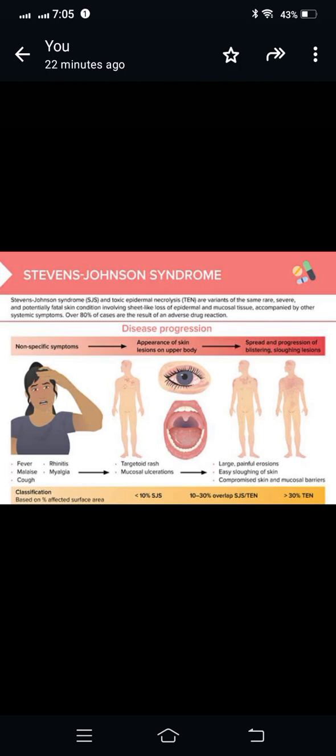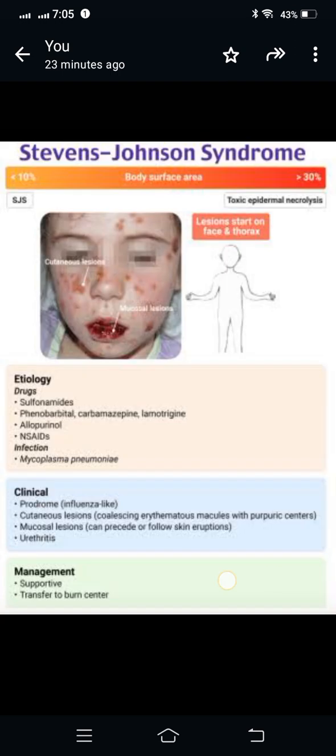Over 80% of cases are the result of an adverse drug reaction. Etiology involves drugs and infections. Infection involves Mycoplasma pneumoniae, and drugs involve the sulfonamides, anticonvulsants like phenobarbital, carbamazepine, lamotrigine, and NSAIDs, paracetamol, and some other drugs like allopurinol.